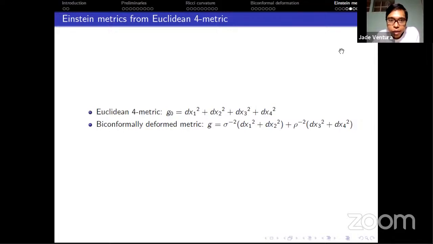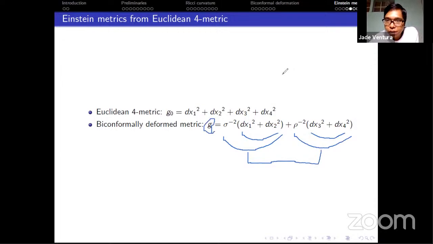So as a summary, the Euclidean form metric is the sum of dx1 squared, dx2 squared, dx3 squared, and dx4 squared, whereas the new deformed metric is, so this is the horizontal part. We deform it by a factor of sigma^-2. This is the vertical part. We deform it by a factor of rho^-2. And those two deformations we add together to get the new metric G, the biconformally deformed metric G.